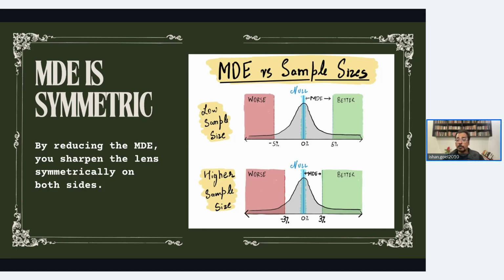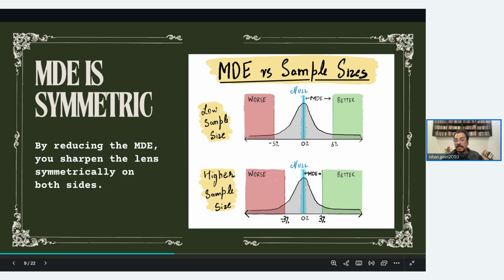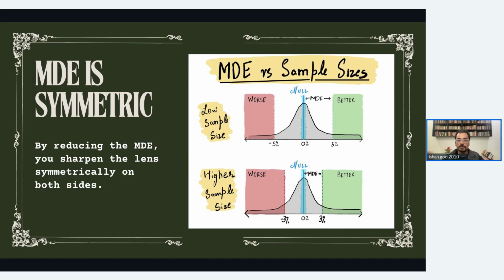So if you give more sample size to your study, you reduce the MDE, and you are able to detect smaller and more nuanced differences, but they are symmetric around zero. They are symmetric. So something to be detected as worse will need to be worse than -3%, and something to be better, it'll need to be better than 3%.